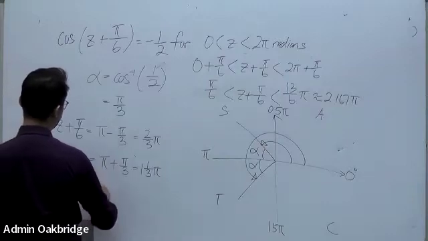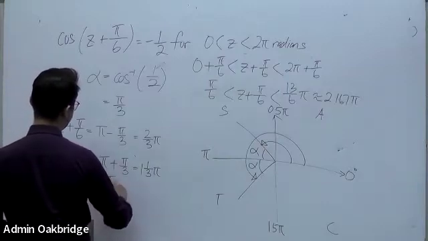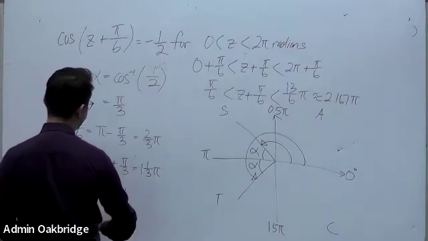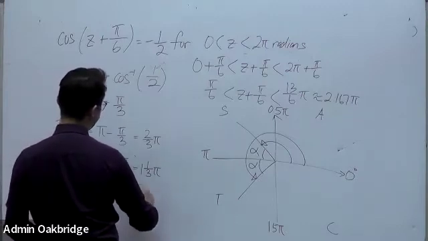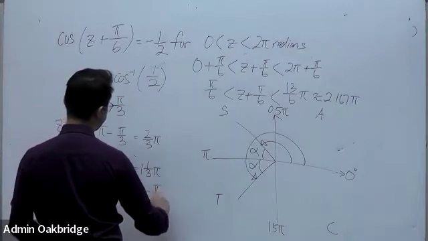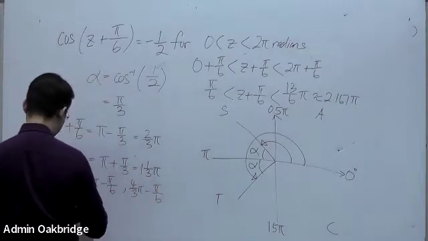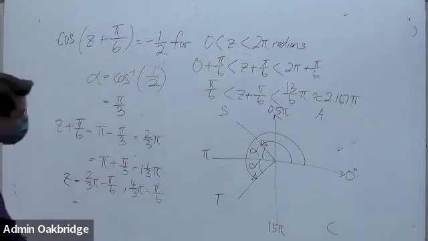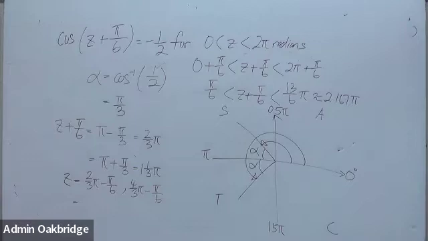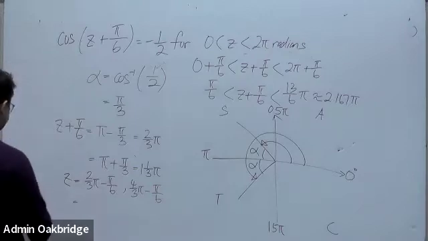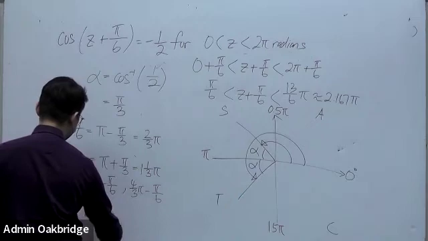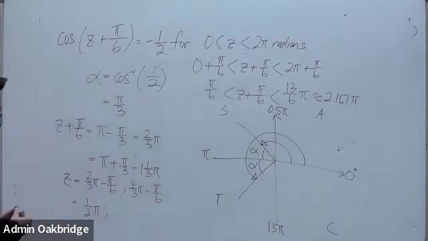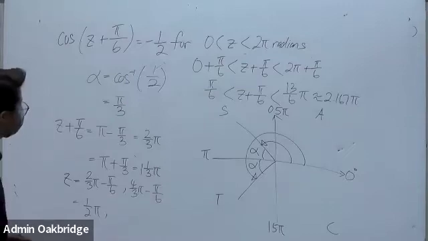So we take 2 over 3 pi minus pi over 6. Another one, 4 over 3 pi minus pi over 6. Now only you can get the final answer. 2 over 3 minus 1 over 6, half pi. Another one, 4 over 3 minus 1 over 6, 7 pi over 6.